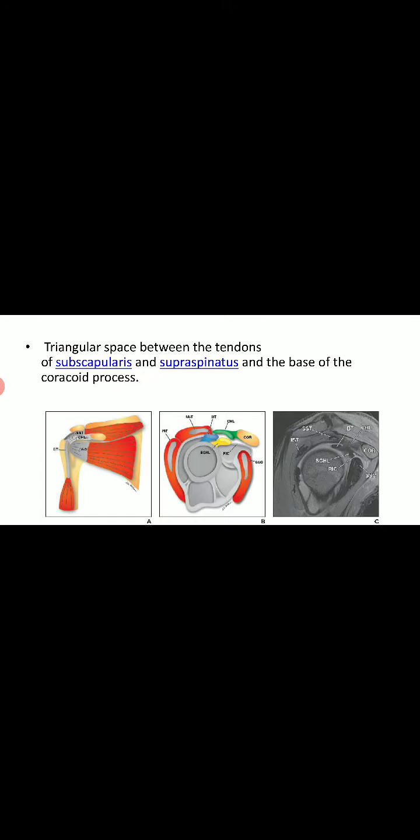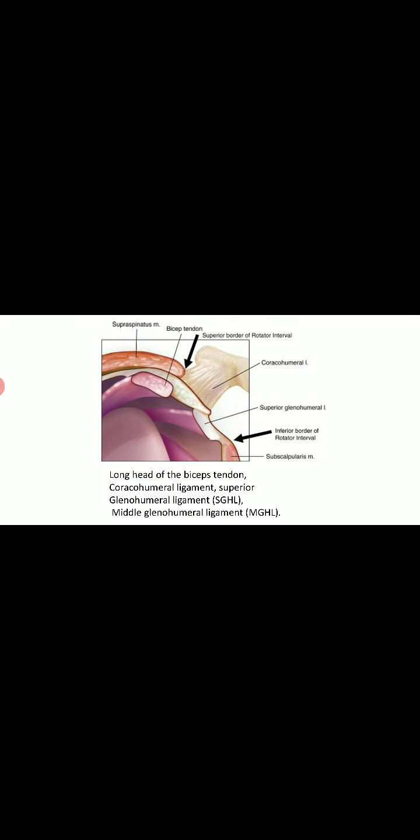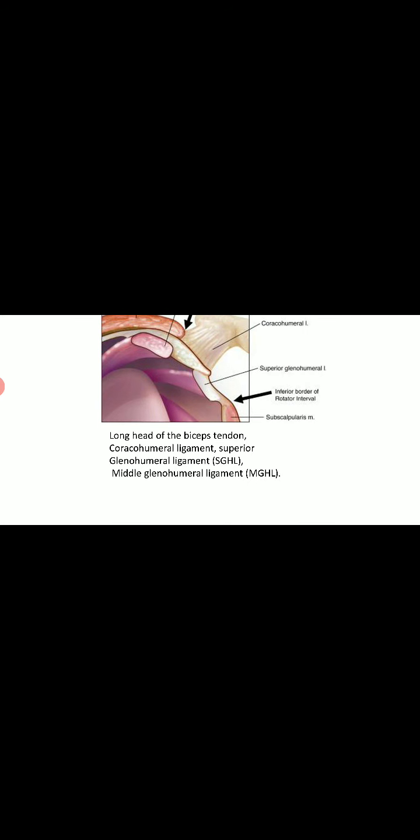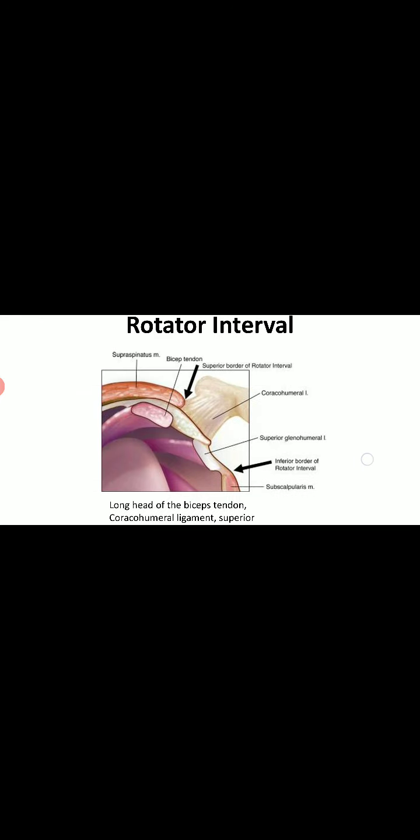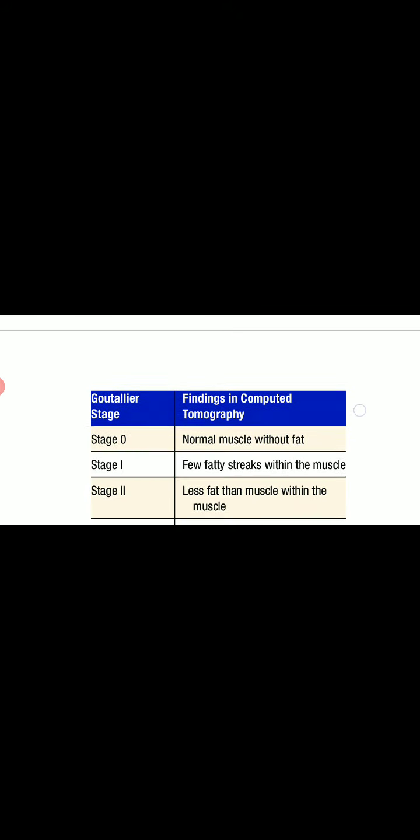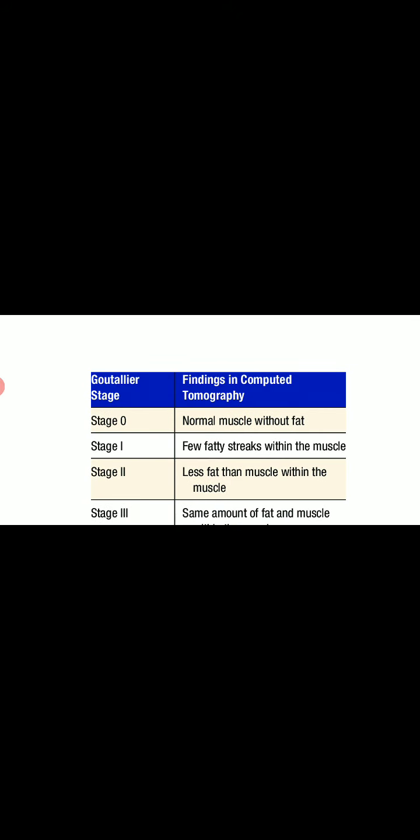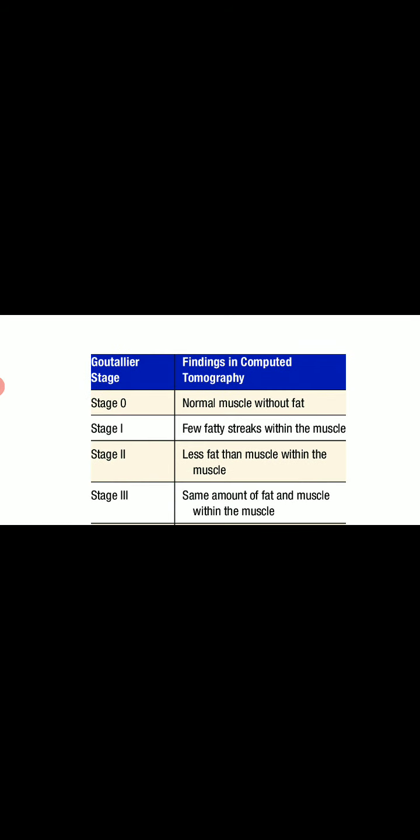The contents are the superior glenohumeral ligament and the coracohumeral ligament, the long head of the biceps, superior glenohumeral ligament, MGHL, and the coracohumeral ligament. We'll do rotator interval release in case of periarthritis and frozen shoulder. We also release the rotator interval there.